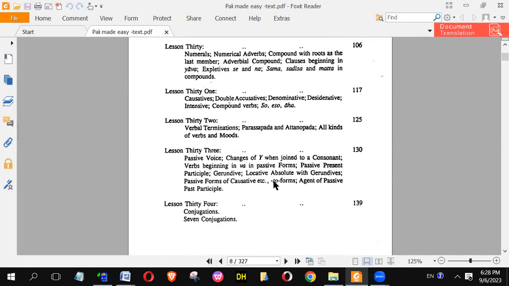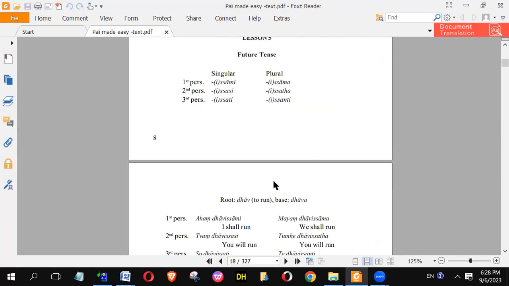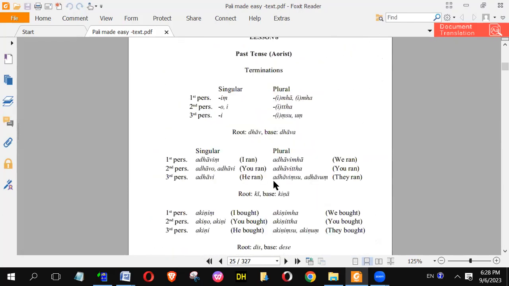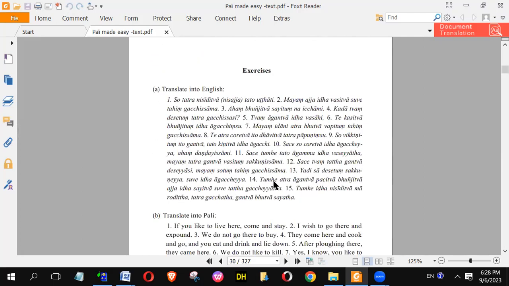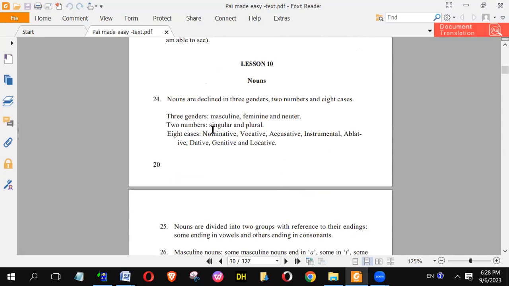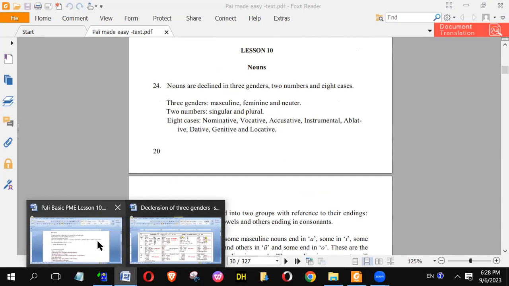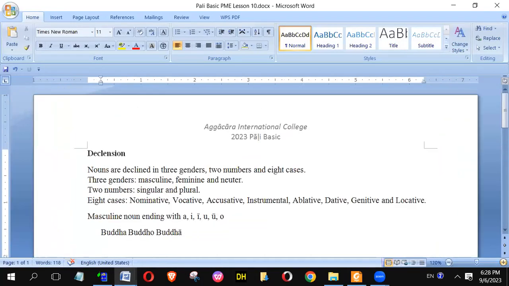So page 20. I hope you take this book as your basic Pali grammar book because I think it's very easy to learn. Okay, now. I copied it here to my document because it's easier for me.